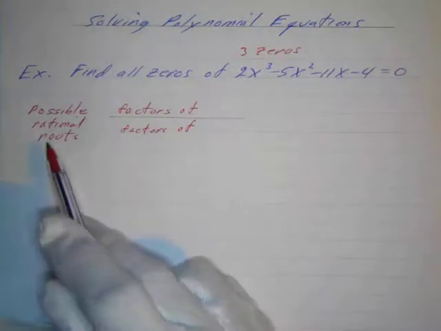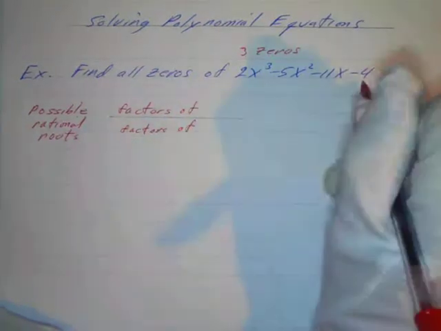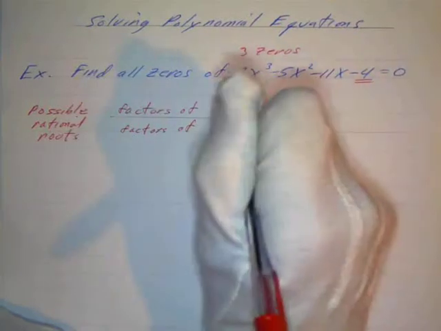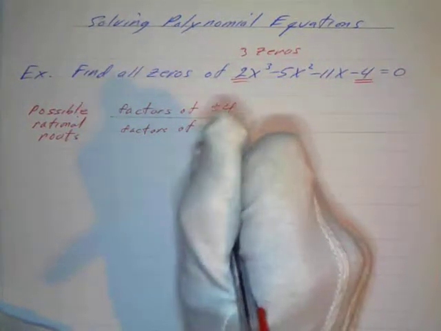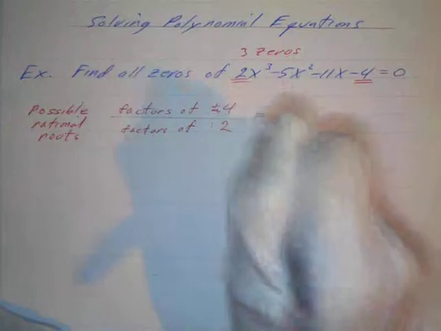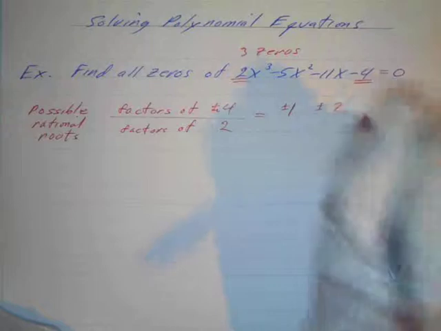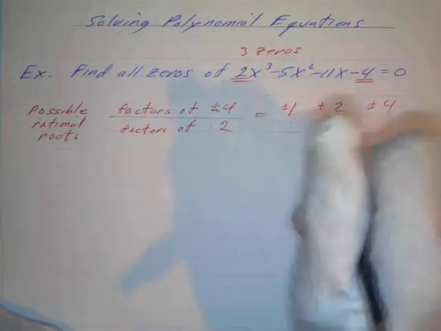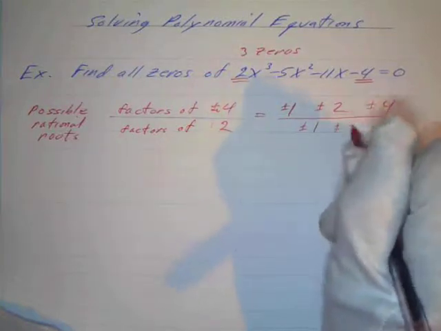Hopefully one will be a rational root, so we're going to check our possible rational roots. Those are going to be the possible factors of the constant term, which is plus or minus 4, all over the factors of 2, which is plus or minus 2. So the factors of 4 are going to be plus or minus 1, plus or minus 2, plus or minus 4, and over the factors of 2, which would be plus or minus 1, plus or minus 2.